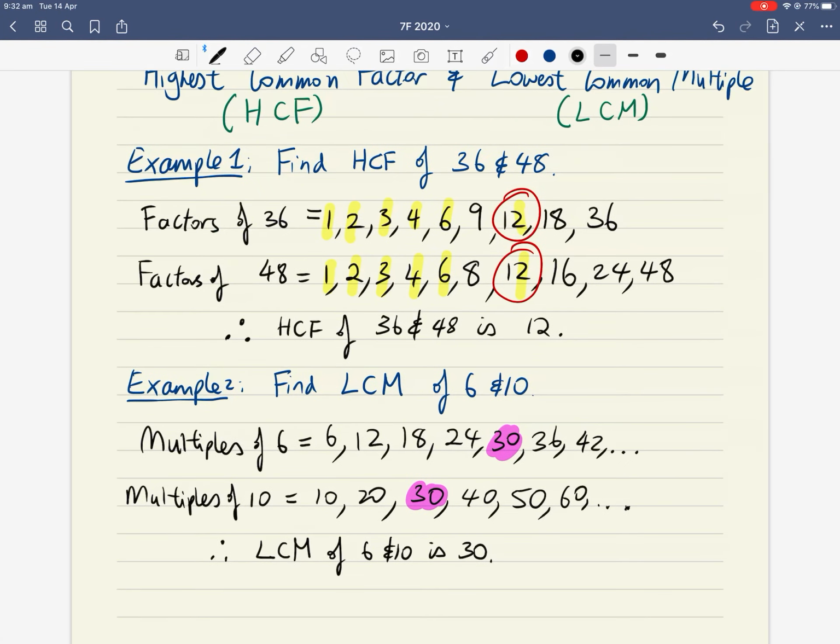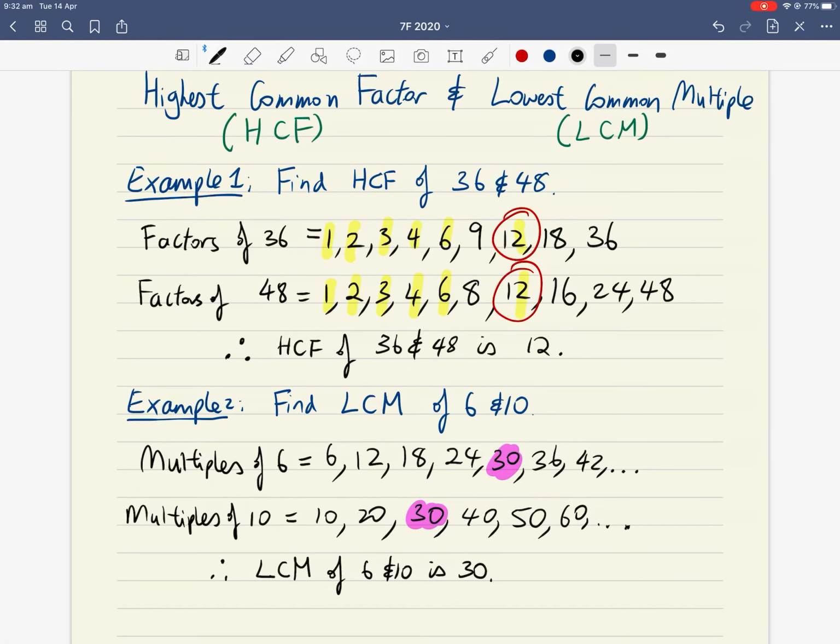So for HCF and LCM, you're really looking for what is in common. List out your factors or list out your multiples, and find the numbers in the list which are in common. If it's asking for highest, then you find the biggest common number. If it's asking for lowest, you find the first occurring or smallest common number.